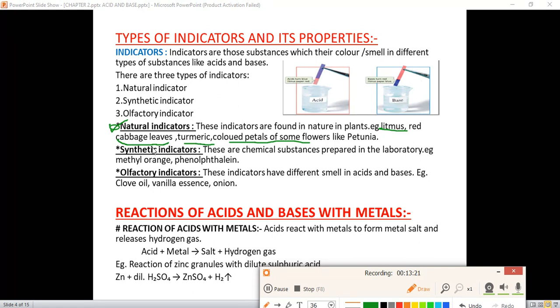Now come to synthetic indicators. These are the chemical substances prepared in the laboratory. These are prepared by man in the laboratory. Example, methyl orange, phenolphthalein. These indicators we can see in the laboratory.